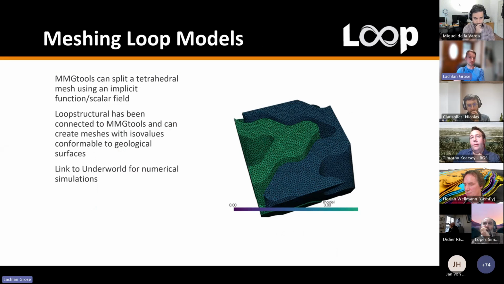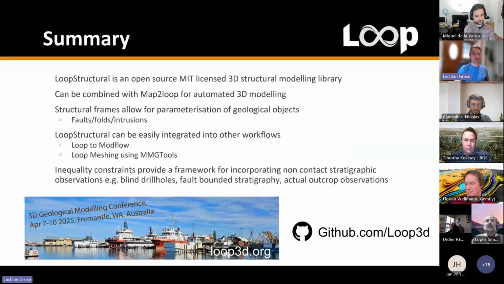The last thing, and I'll just go quickly, is we've added a link to MMG tools to actually modify tetrahedral meshes using the Loop structural implicit model. So this is just an example from that refolded model, where we can add in the contacts between the units as a surface in that tetrahedral mesh. So this means that we can then plug those meshes into numerical solvers such as Underworld and solve whatever partial differential equations you want. So I'll leave it there because I think I've gone over time. And yeah, there's the summary.